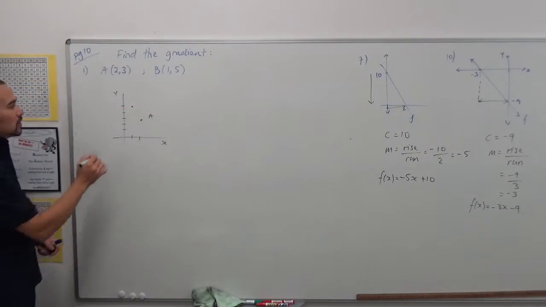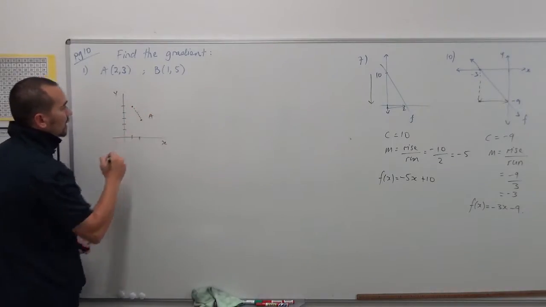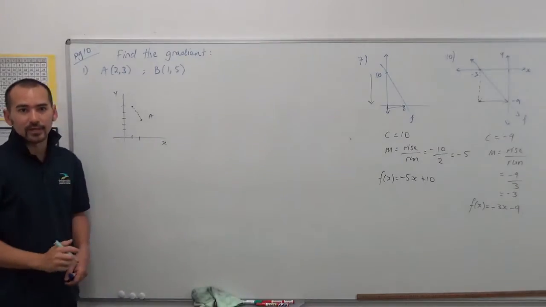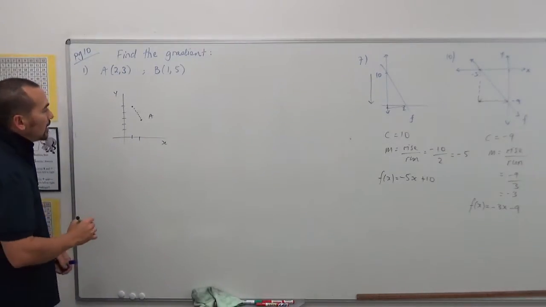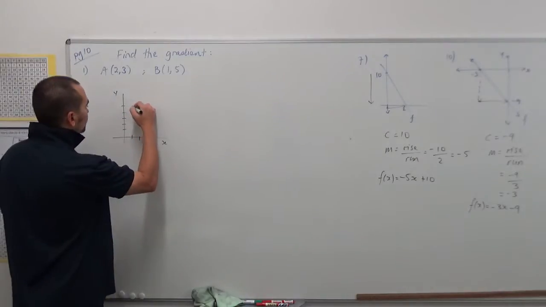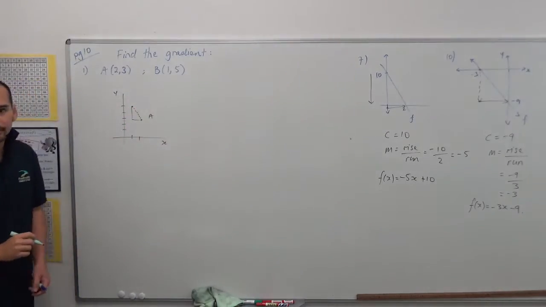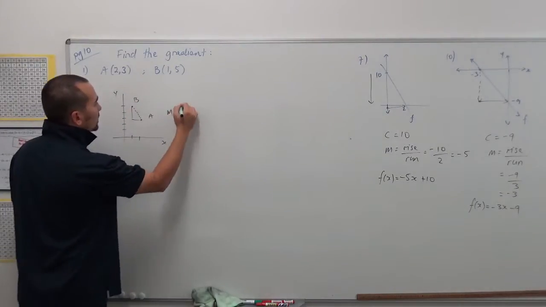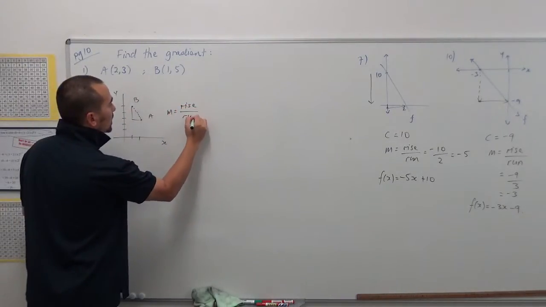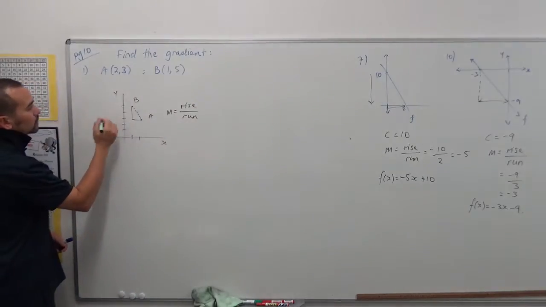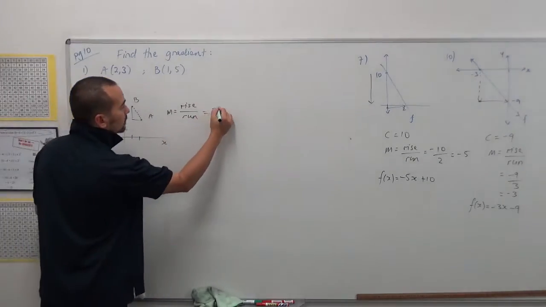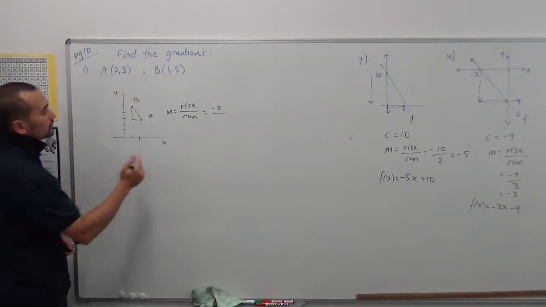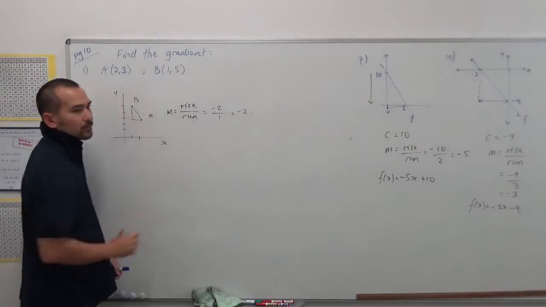Okay? So we can see that a line going through here would be a very steep negative gradient. True? How steep is it? Well, if I draw a right angle triangle, I could say that the gradient has a rise of -2. True? And the run is 1. And so the gradient is -2.